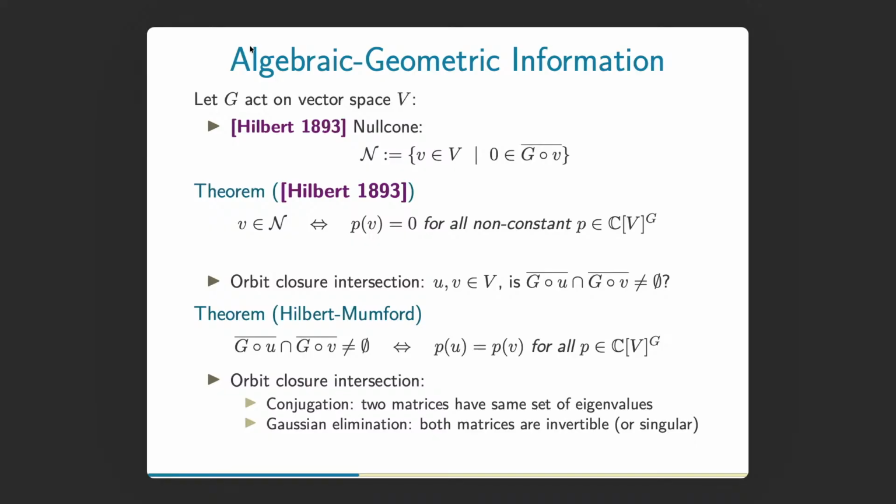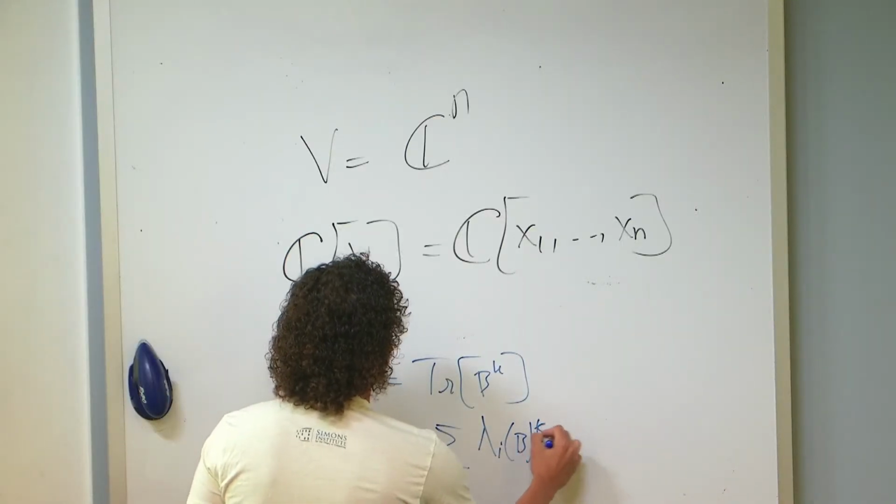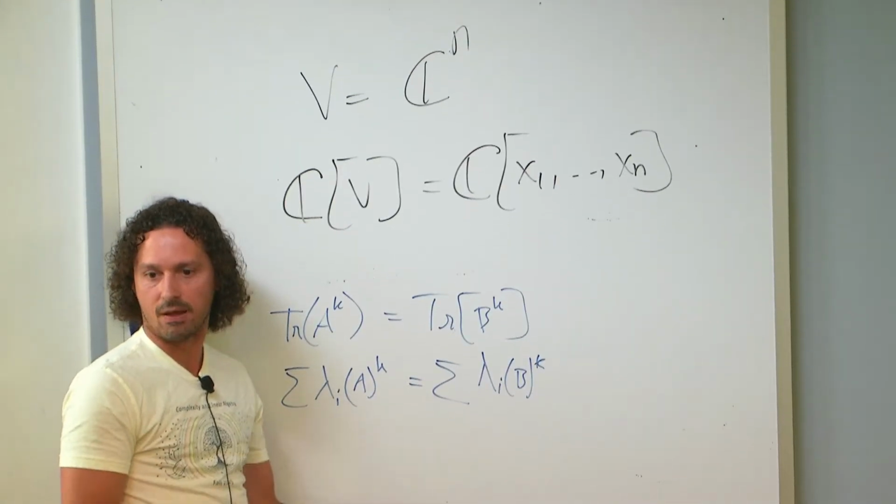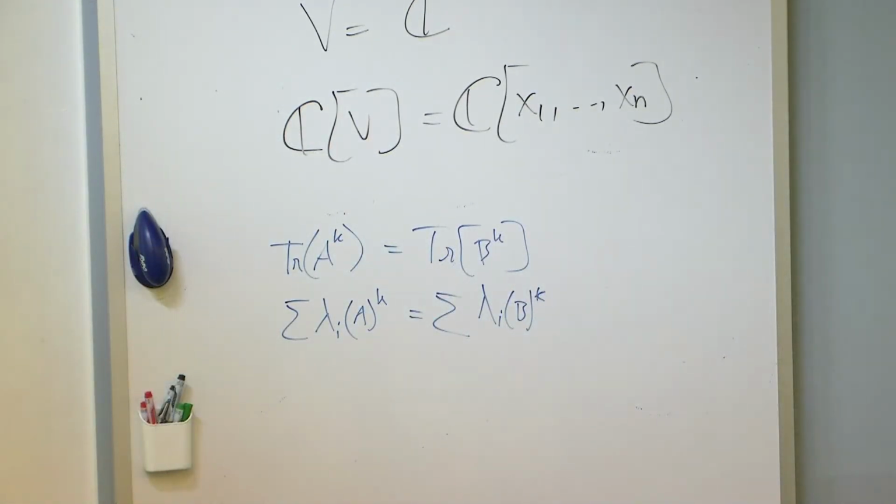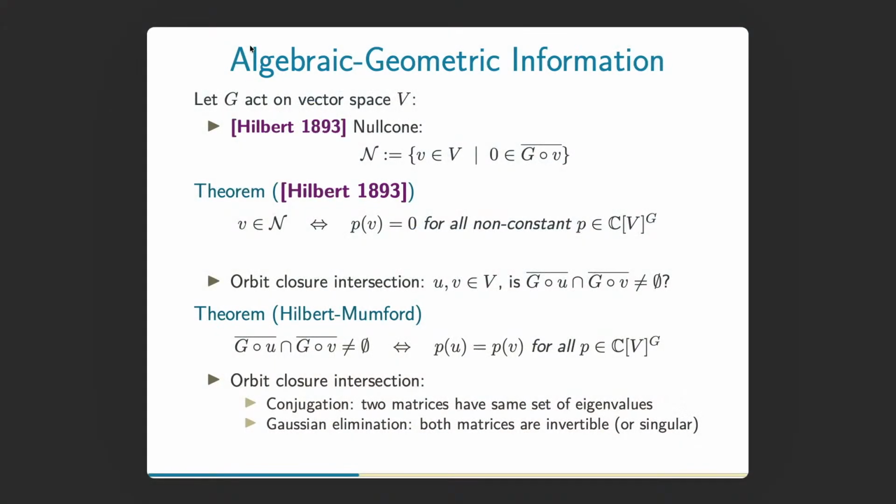Which means that the orbits of A and B intersect if the trace of A^k is equal to the trace of B^k for all k. But this is the sum of the eigenvalues of A to the k, and the sum of the eigenvalues of B to the k. This can only be equal for all k if the eigenvalues are the same. So the Hilbert-Mumford theorem already shows that for the conjugation action, it is if and only if two matrices have the same set of eigenvalues. And for Gauss elimination, it's only if both matrices are invertible or both of them are singular.